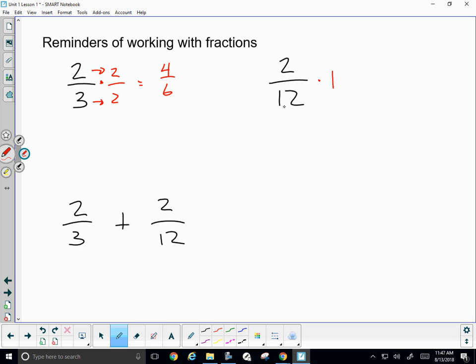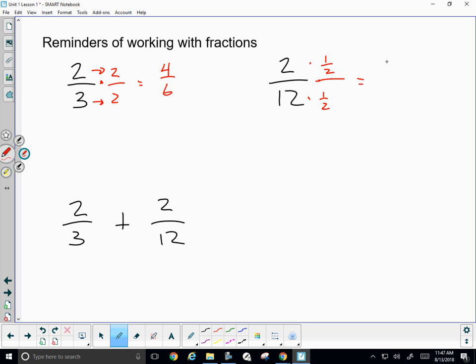So here, 2 over 12, I can multiply by a version of 1, but instead of maybe multiplying by a bigger number, I could decide to multiply by a fraction or divide by a number. I can multiply by 1/2 over 1/2. 1/2 over 1/2 is the same as 1. So I'm not changing what this is, but I am going to make it look different.